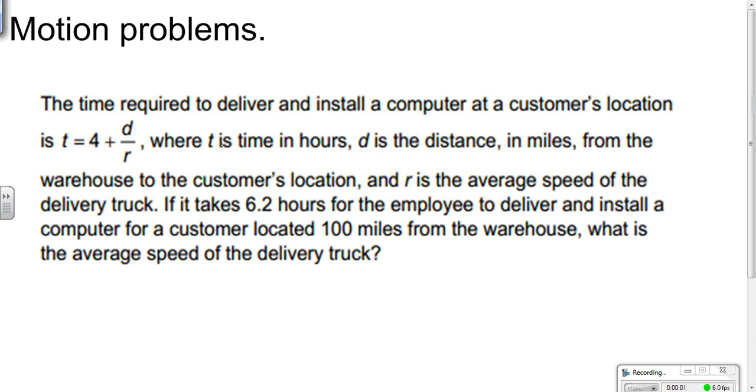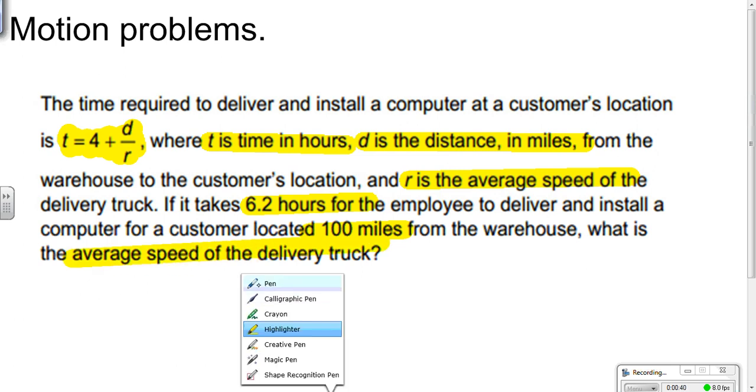All right, so as I read this, I'm going to highlight the important information. The time required to deliver and install a computer at a customer's location is T = 4 + D/R, where T is the time in hours, D is the distance in miles from the warehouse to the customer's location, and R is the average speed of the delivery truck. If it takes 6.2 hours for the employee to deliver and install a computer for a customer who's located 100 miles away, what is the average speed of the delivery truck?